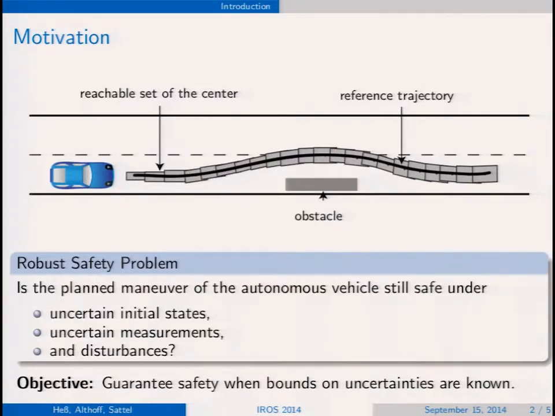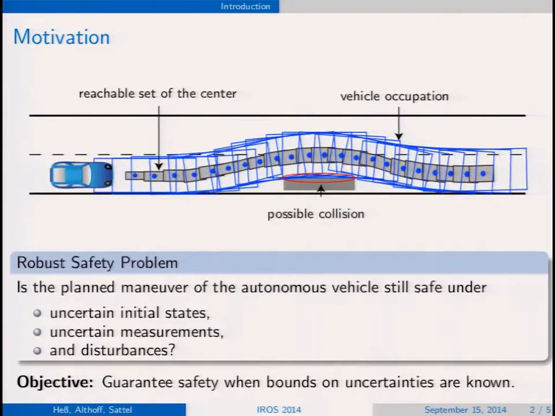You can see here that if you want to follow this reference trajectory, you don't perfectly follow it, but you have some deviation. In order to compute that, you need the full vehicle model and the controller model, and you also have states like yaw and slip angle. If you then compute the occupancy of your vehicle, you realize the occupancy has increased because of the consideration of uncertainties, and the path that would previously have been assumed to be safe is now becoming unsafe. So our objective is to guarantee safety when all these uncertainties are properly considered.